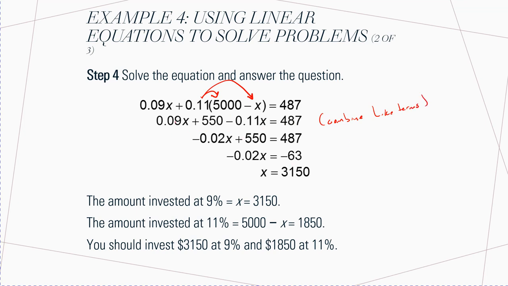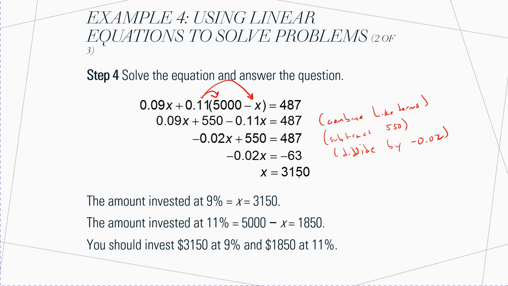Then next here, when you do 0.9x minus 0.11x is minus 0.02x. Then you're going to subtract 550. And then finally, the next thing you're going to do, so you get 487 minus 550 is minus 63. Then you're going to divide by minus 0.02. And you get x is equal to 3,150. So what exactly is that?